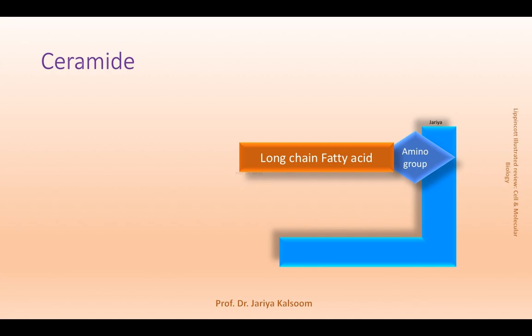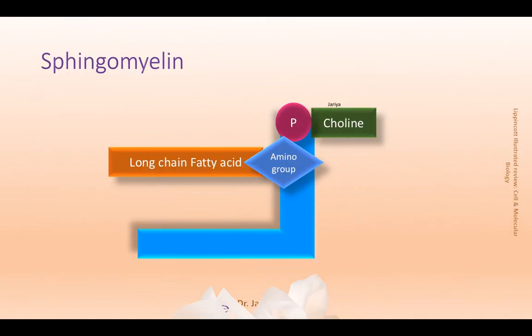Ceramide is a membrane lipid. It serves as the skin's water permeability barrier. The derivatives of ceramide include sphingomyelin and glycosphingolipids. So that's the sphingomyelin. It is present in nerve tissue.